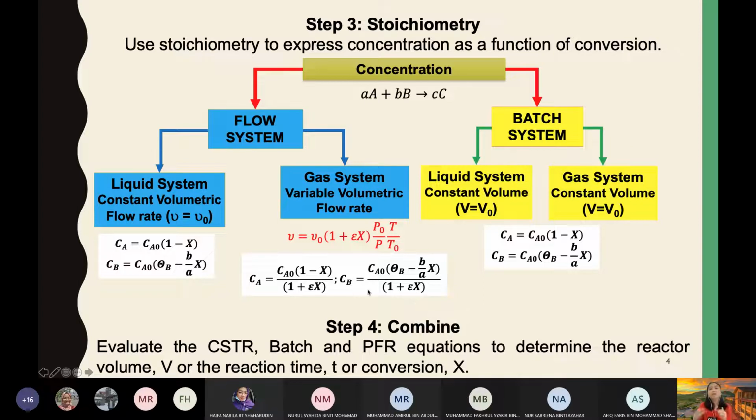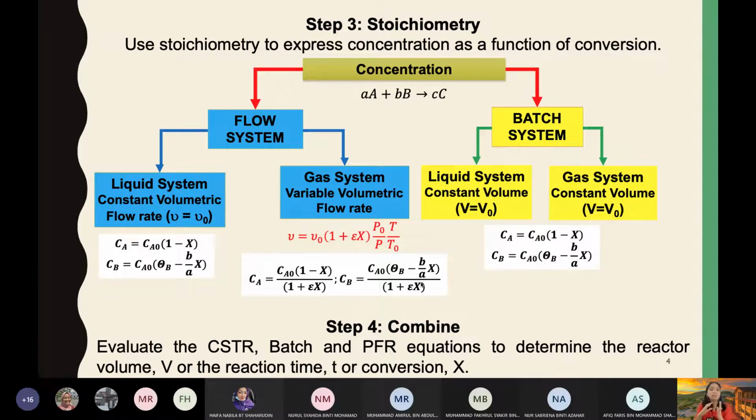So you tengok CB kita dah express lain because CB now become CA0 (theta B minus b per a X) per (1 plus epsilon X). Actually, the only difference dalam concentration dia, kalau batch dengan liquid flow, yang pembawah tu tak ada. Tetapi kalau gas flow system, you see ada pembawah yang 1 plus epsilon X tu. Itu beza dia kalau kita ada gas phase flow system.